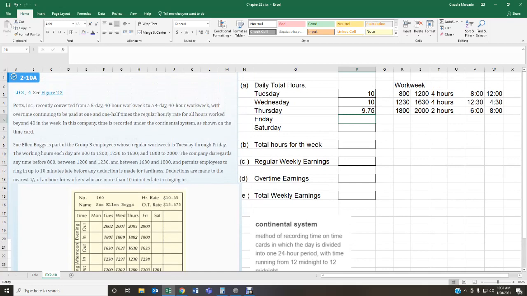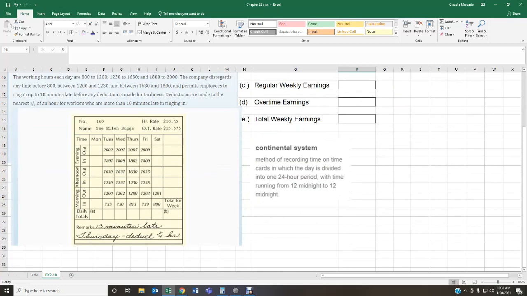Okay. On Friday, the employee clocked in at 7:59. That's fine. We're going to consider it 8. They clocked out at 12:03, 3 minutes late. That's still acceptable. They clocked in at 12:38. They clocked in 8 minutes late. That's still acceptable because they're permitted to ring in up to 10 minutes late.